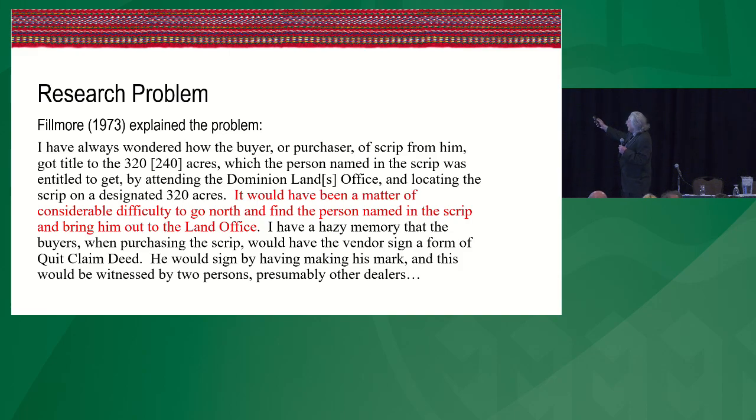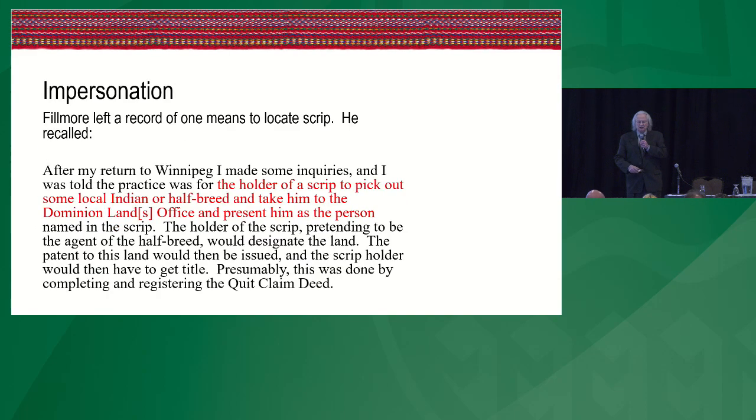It would have been a matter of considerable difficulty to find the person named in the scrip and bring him out to the land office. He worked for a firm that specialized in moving this paper. The holder of a scrip would pick out some local Indian or half-breed and take him to the Dominion Lands office and present him as the person. Why not? All the papers have been executed in blank. Just fill in the details. Well, what do we call this? It's impersonation. It involves forgery. It results in fraud.